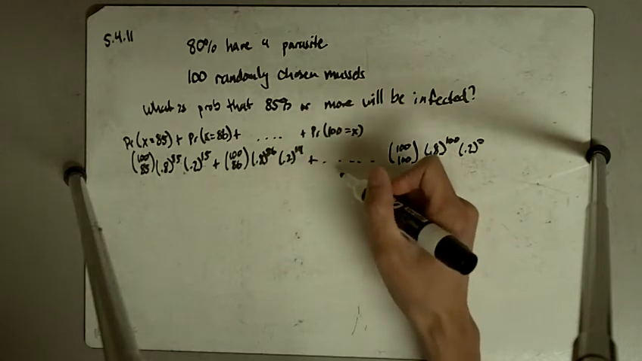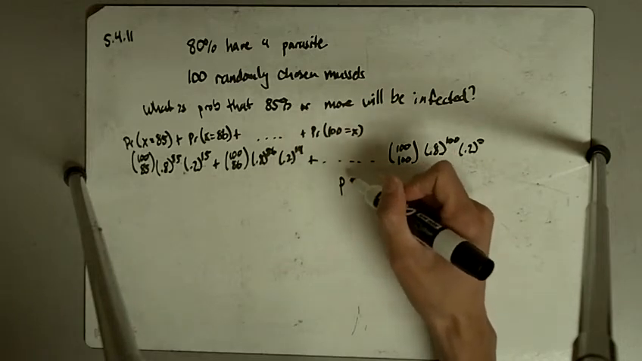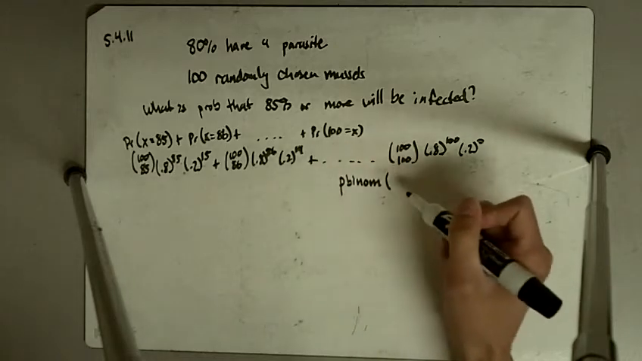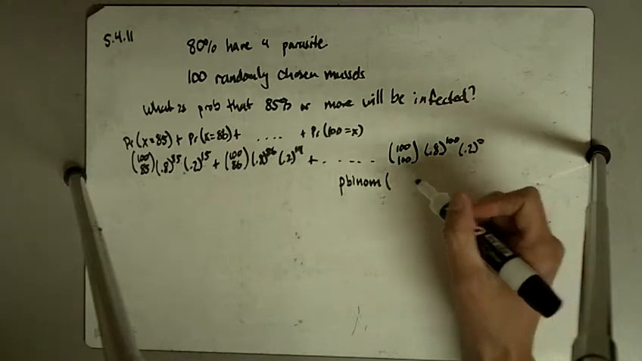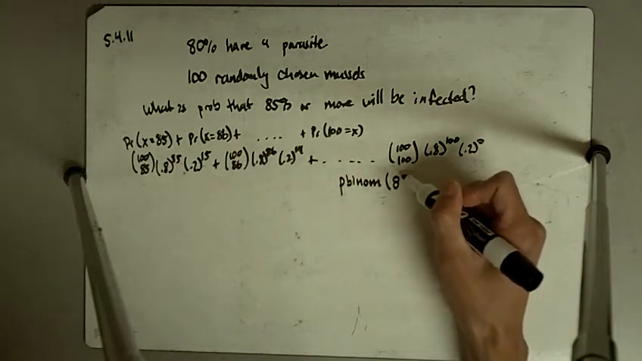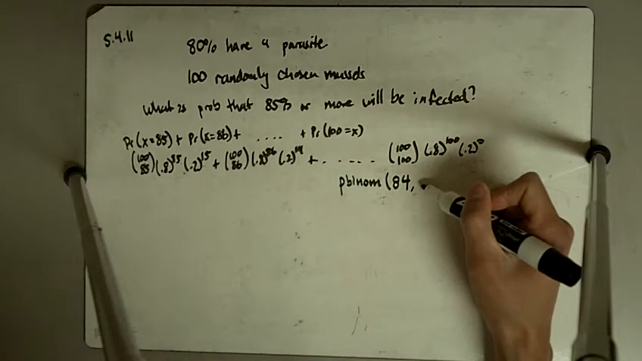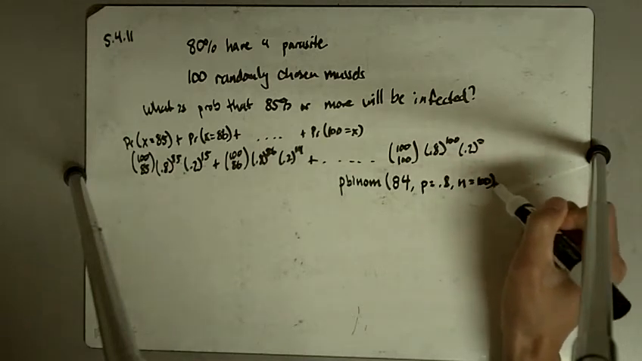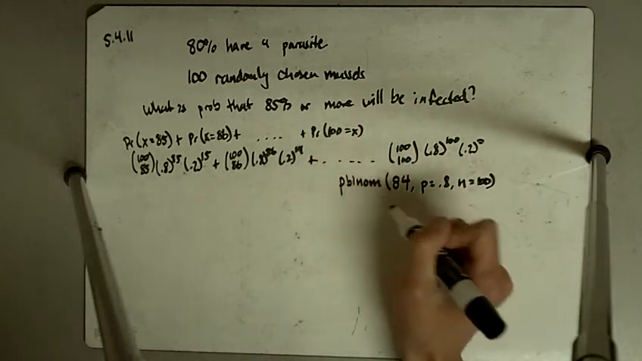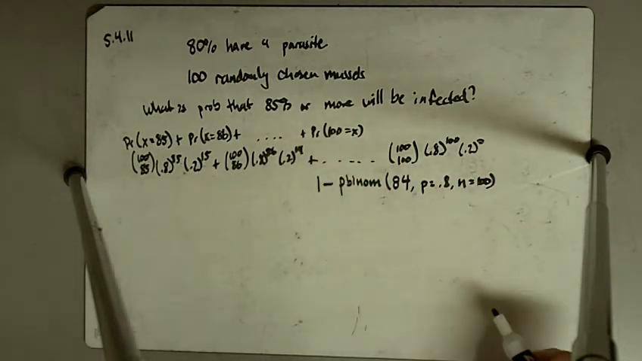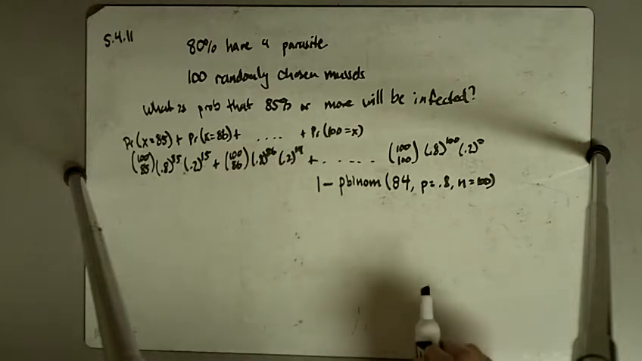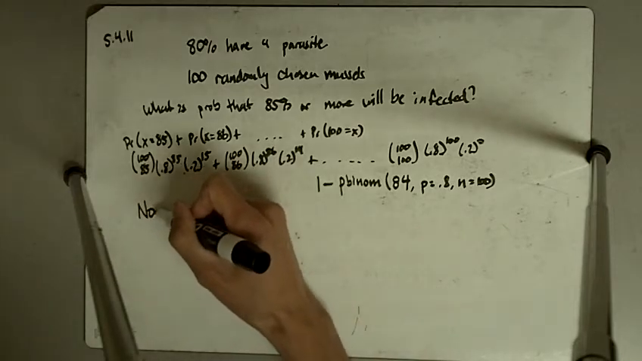We could do it on the computer, and we would just use pbinom. pbinom gives us 0 through that number, so we would do pbinom 84, p equal to 0.8, n equal to 100, and this would give us the probability of 0 through 84, and we would subtract this from 1, and this would give us the probability of 85 to 100. But what we are going to do is answer this using the normal approximation.